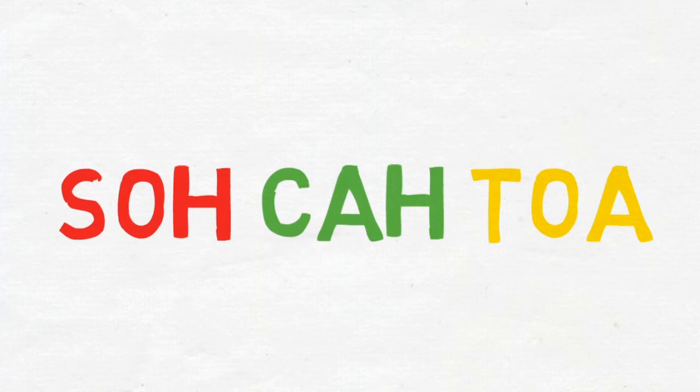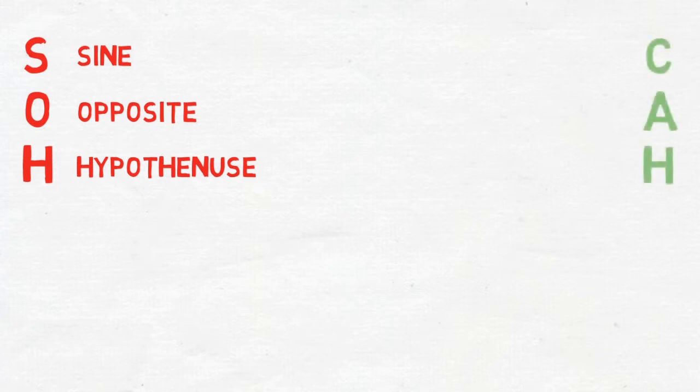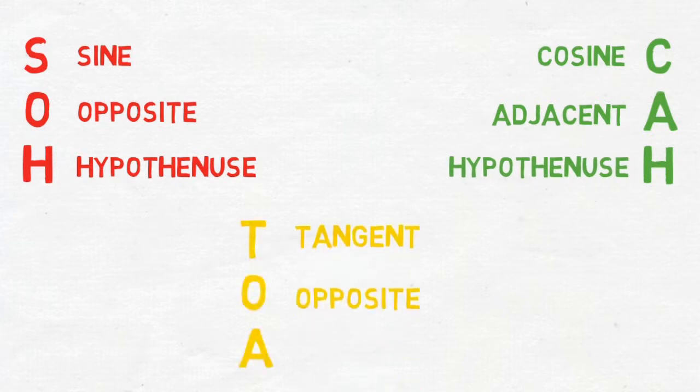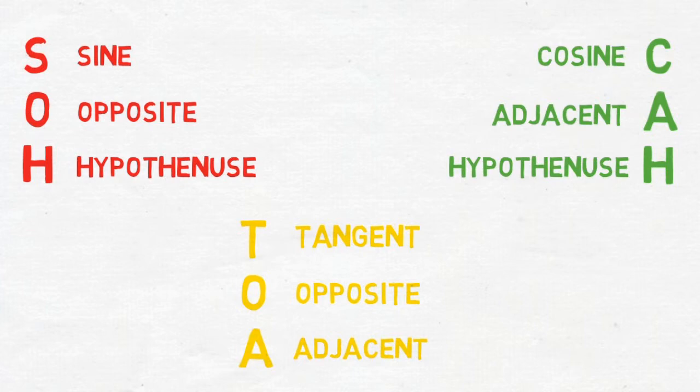To remind ourselves, we can write them like this. So, sine is opposite over hypotenuse. Cah, cosine is adjacent over hypotenuse. And toa, tangent, is opposite over adjacent. Just remember, soh, cah, toa. I mentioned a while ago that we can solve problems involving right triangles using these trigonometric ratios.